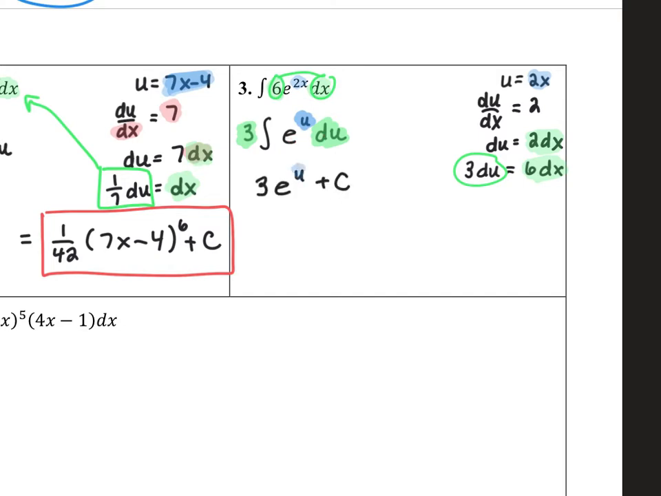And then my last step is just to get this back in terms of x, so I'm just going to put that 2x back in place for the u. That gives me my final antiderivative answer.